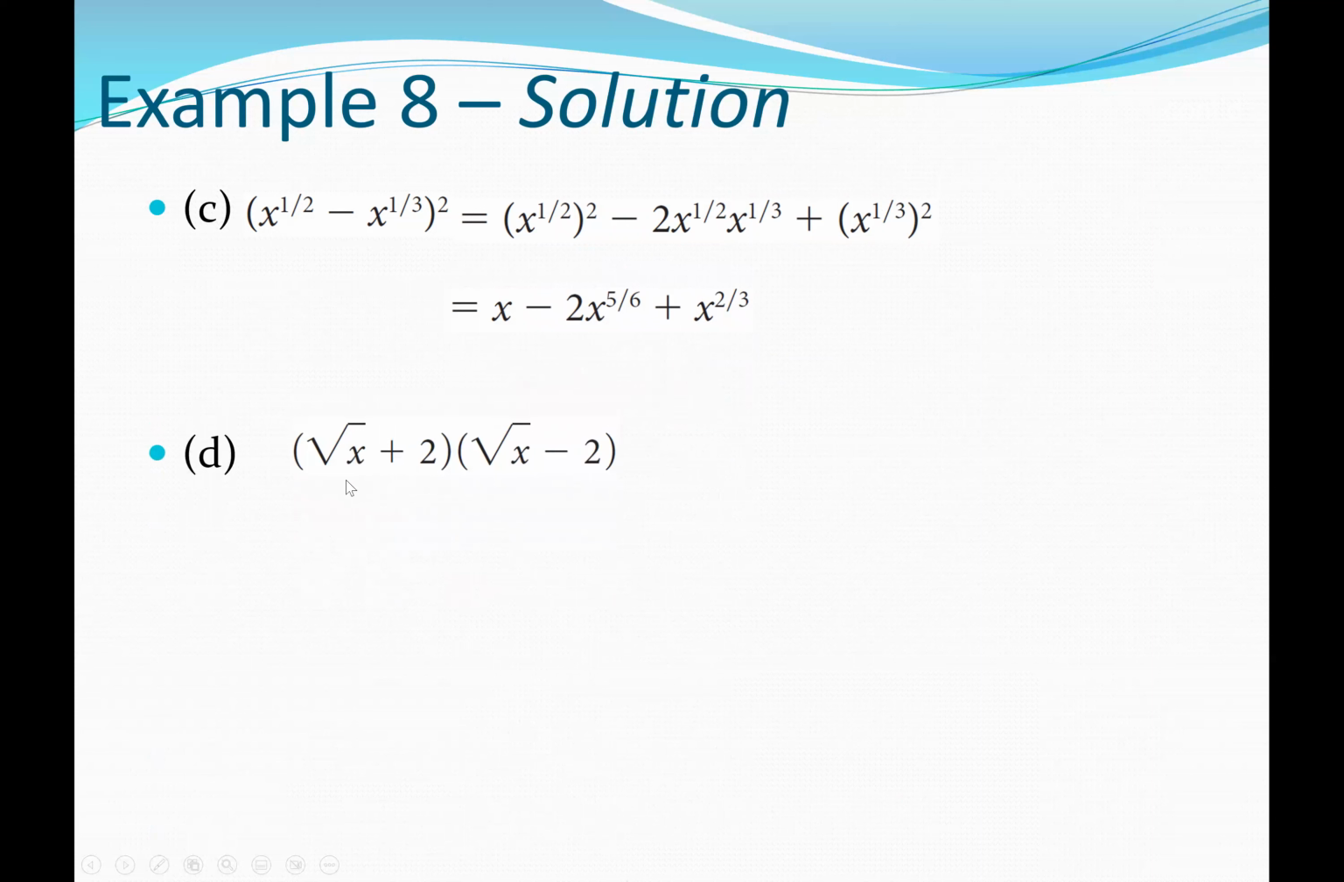Now, instead of taking my time to multiply each term, I saw a difference of two squares, plus or minus, they are multiplied, and the two are binomials. Which means I should square root x and square 2, that's it. And then the answer will be x minus 4.